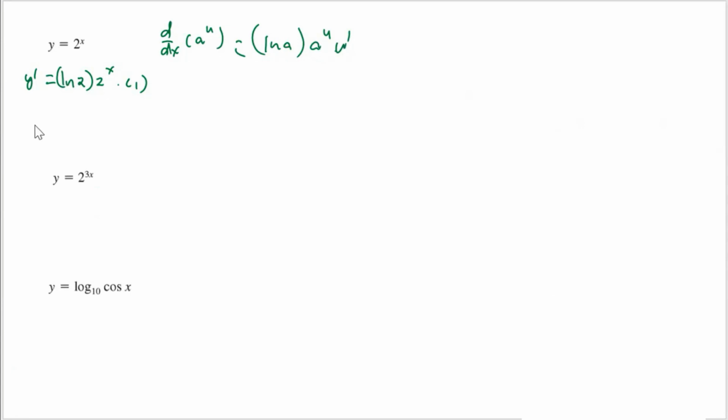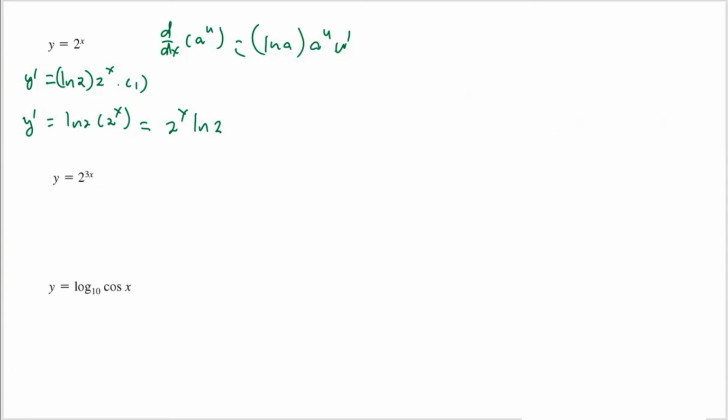Simplifying that, we have y prime is equal to 1 times ln of 2, which is ln of 2, times 2 raised to x. Some authors represent this answer in this form. They just interchange the answer. Sometimes it is 2 raised to x, then ln of 2. So actually, they are just the same.